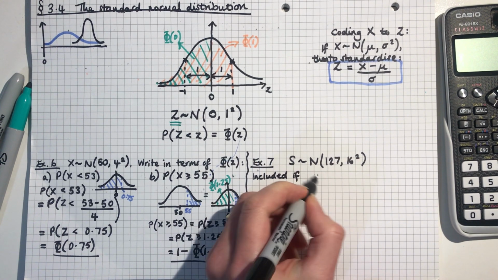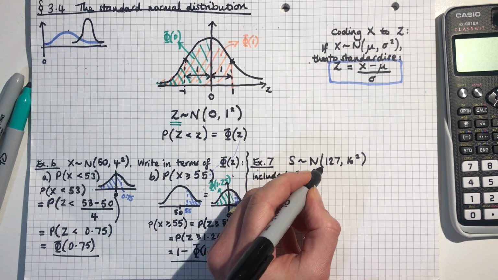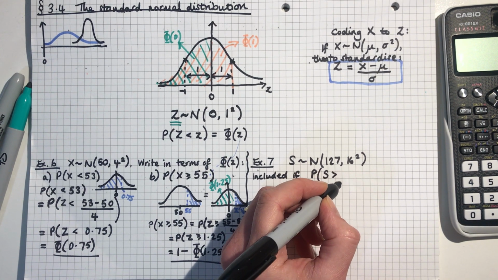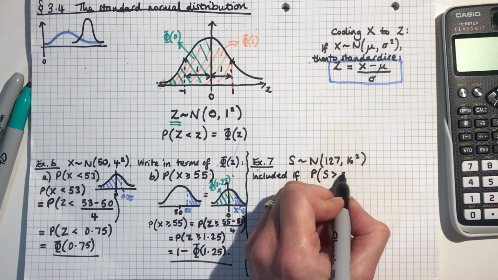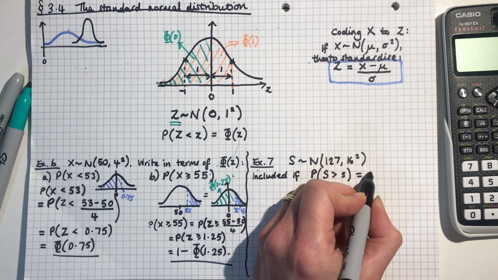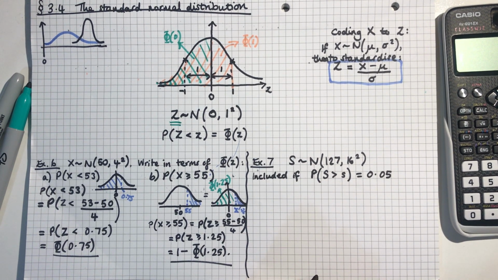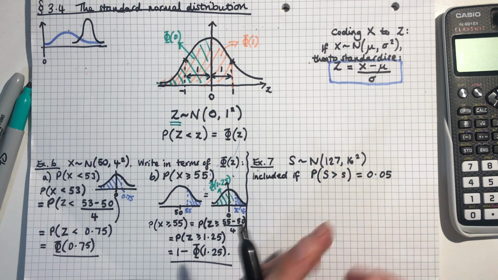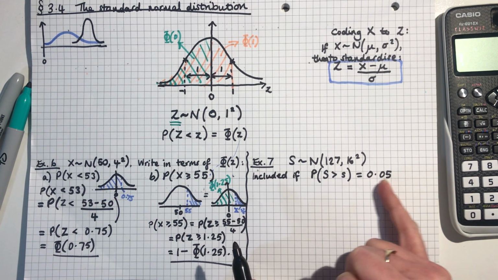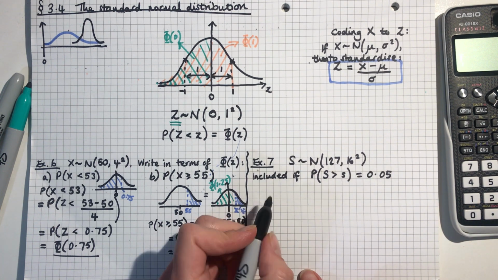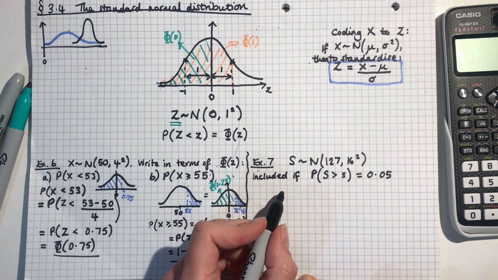So what we know is that someone is included if the probability that their blood pressure is greater than a particular value, let's call it lowercase s, is 0.05. Because the 95th percentile means the chance that you are less than it is 95%. So chance that you're greater than it is 5%. So only 5% of people are above the 95th percentile.